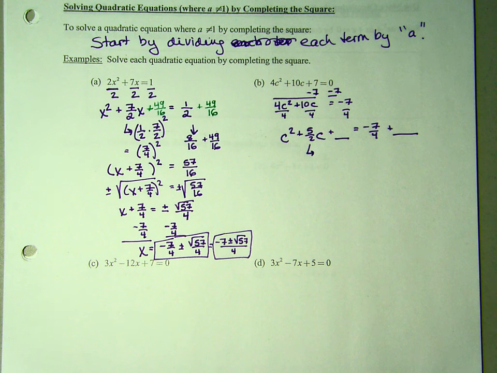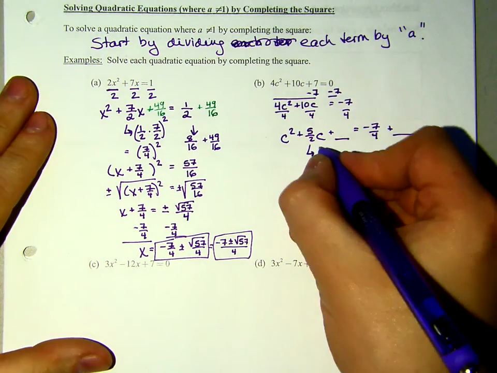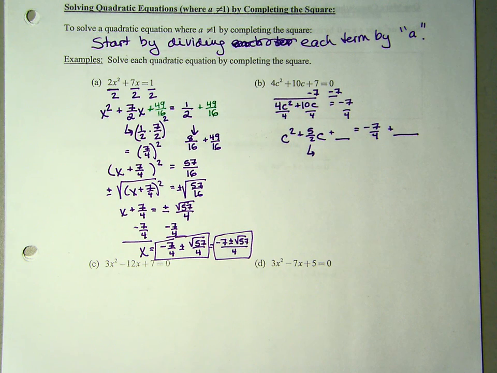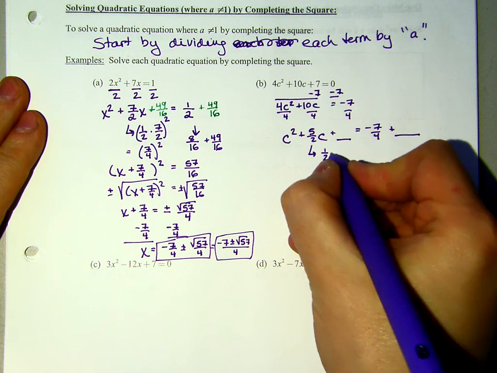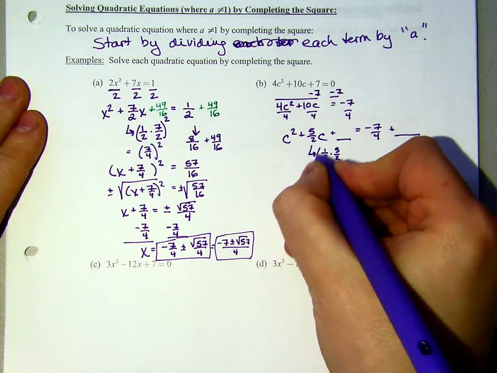Who thinks they have the fraction that they could share that you're going to add to both sides? Fatima, what do you have? 25 over 16. What were you going to say? I was going to say 5 over 4. 5 over 4? Liad, what were you going to say? 25 over 16. I think I like that. We need to do half of our middle number. Hold on a moment. Half that middle number, and then we're going to square it.